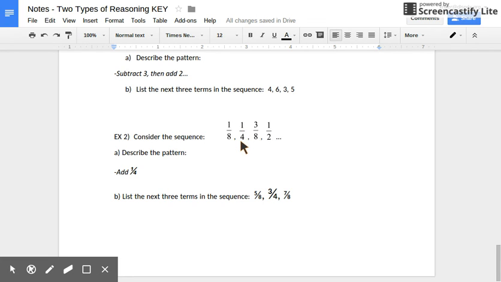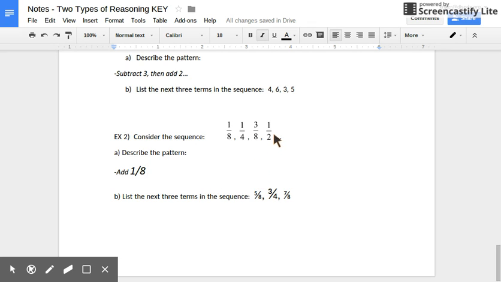A fourth is the same as 2/8. So I go 1/8, 2/8, 3/8. A half is 4/8. So it seems like I'm adding an eighth every time. So that would change my pattern here. There we go. We're adding 1/8.